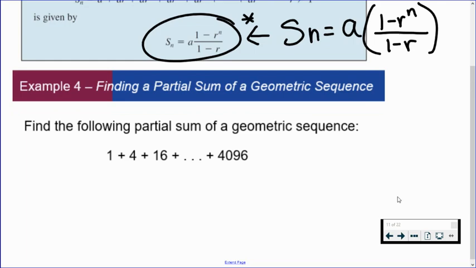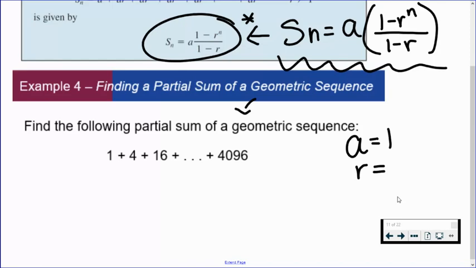So now what I'm going to do is, it says find the partial sum, keyword geometric. So I know I have to use this formula. According to this formula, I'm going to need the first term on the sequence, the common ratio, and r to the n. So I'm going to first find the r by dividing two consecutive numbers.